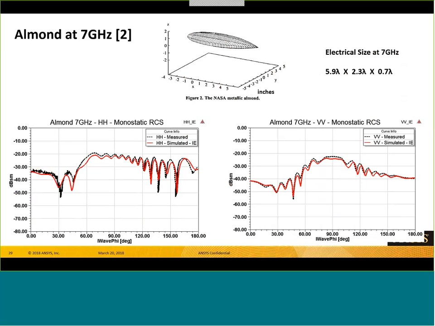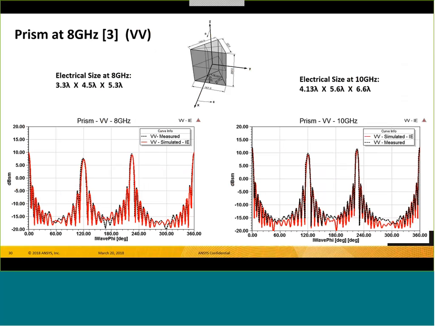We get a very similar comparison when we look at this so-called NASA almond. It's a similar shape, about the same electrical size here. And at 7 gigahertz, we're looking at HH and VV polarities, and you can see we get really, really good agreement here. And then finally, for reference 3, we chose the metallic prism. You can see the electrical size for 2 different frequencies that we called out, 8 gigahertz and 10 gigahertz. And you can see really excellent agreement in the VV polarity.